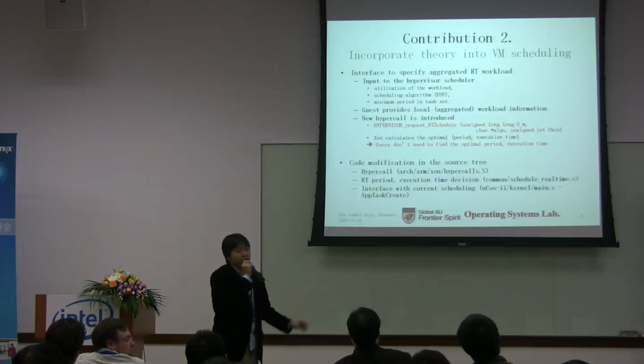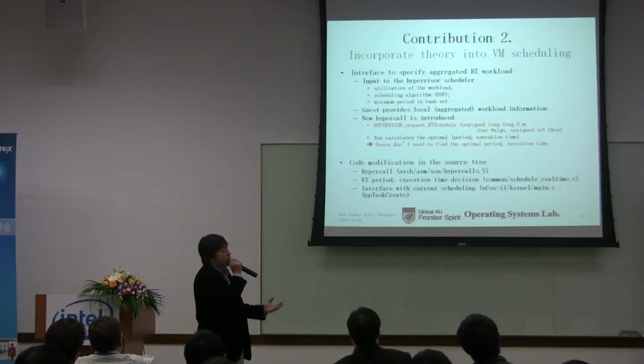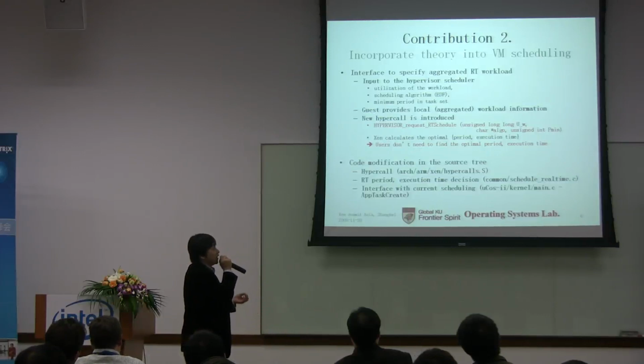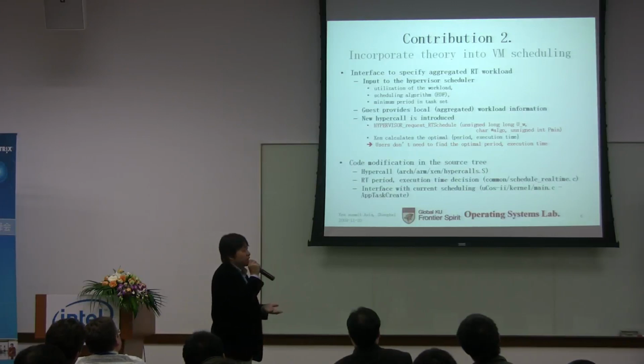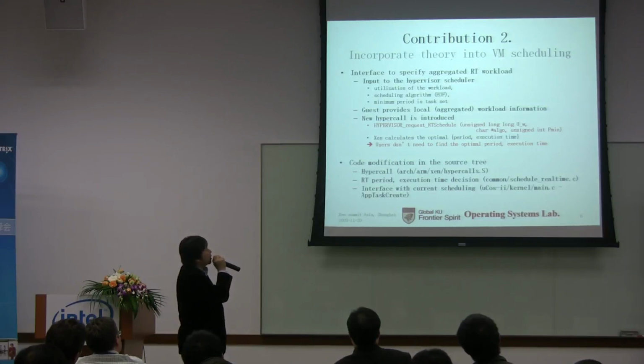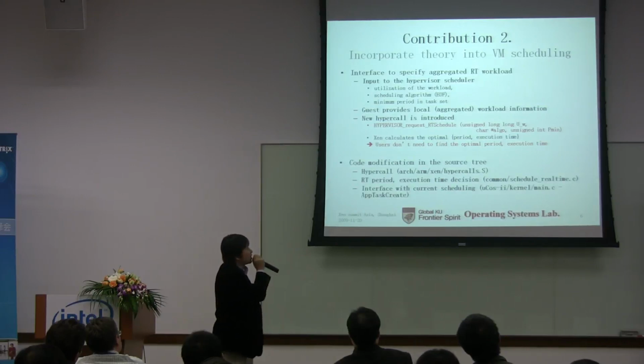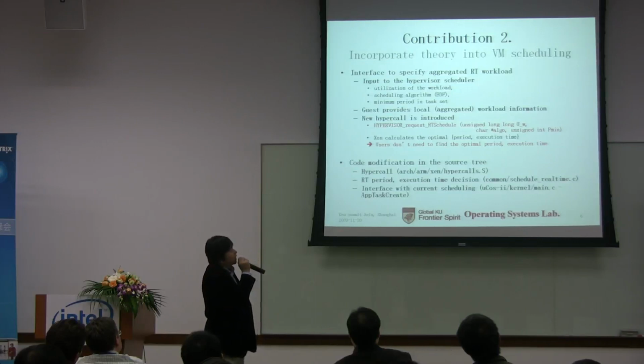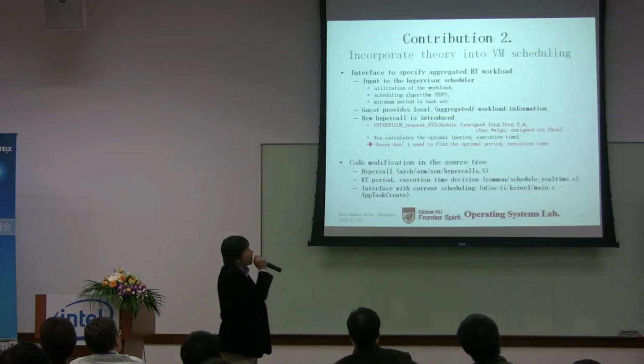Its own real-time tasks and their requirements. So it has to specify their requirements to the hypervisor so that the hypervisor can provide real-time scheduling. The interface is to specify aggregated real-time workload. We introduce a new hypercall, hypervisor request out schedule, which takes 3 parameters for calculating the optimal interface.